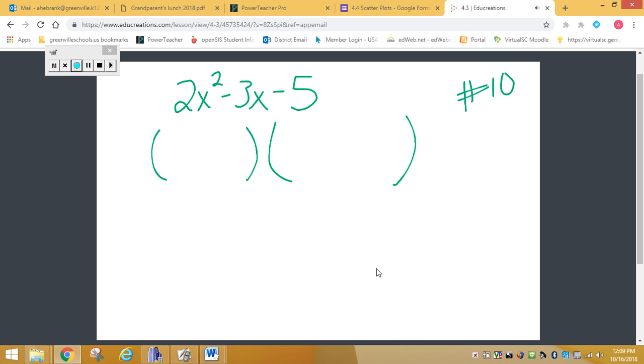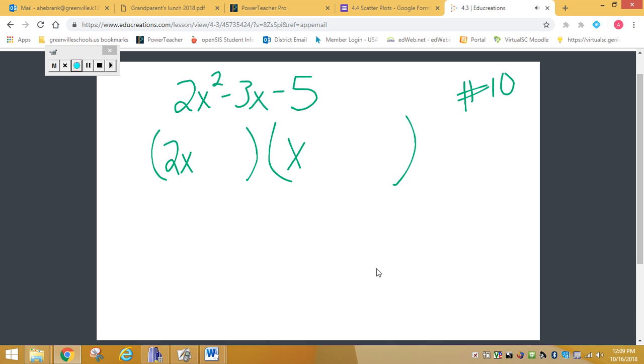So I know one of my parentheses is going to have to start with a 2x, and the other one will start with an x. The reason I know that is because my coefficient is 2, so one of them has to be a 2, and the only way you multiply to get 2 is if one of them is 2 and one of them is 1.